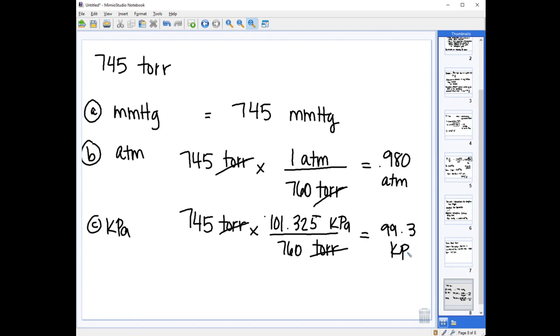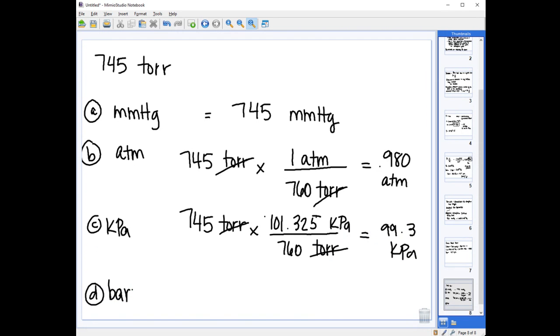99.3 kilopascals. Again, I'll look at that. Does it make sense? Yeah, it makes sense. If 760 torr are equal to 101 kilopascals, then 745 torr is going to be close to that. So 99.3 makes sense.